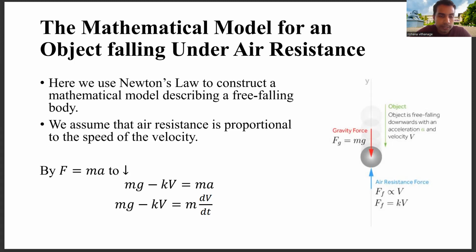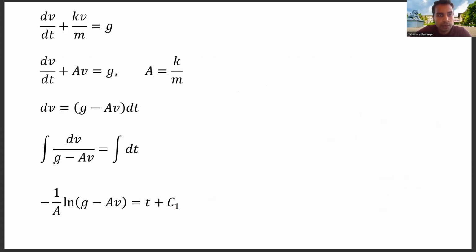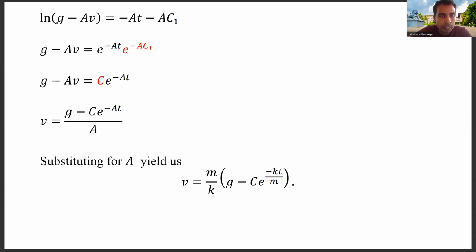Then we need to solve this mathematical model. Simply, this is a differential equation. So here we use the variable separable method. It means we take all the v variables to the left-hand side and the t variable to the right-hand side. Then I have solved it. Finally, I can obtain an answer for v. It means I have isolated an expression for v.